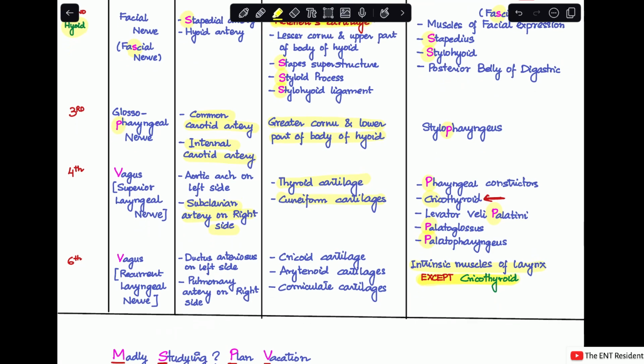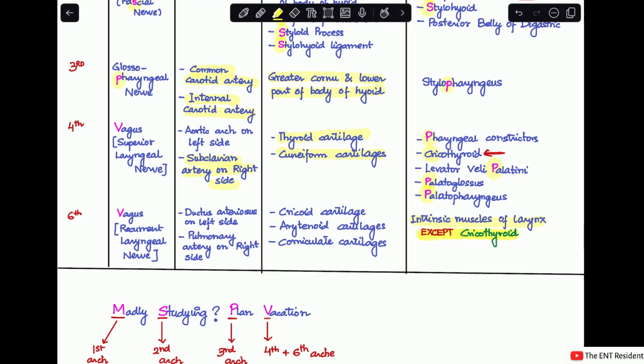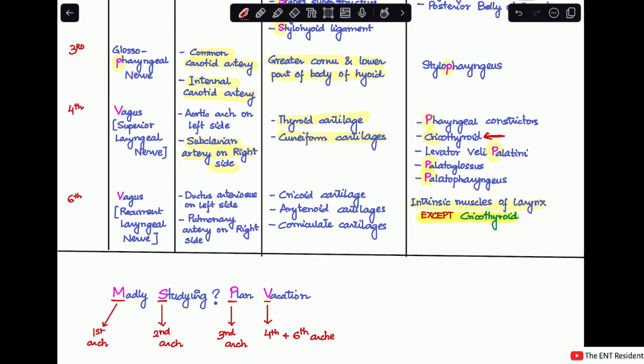And I was mentioning a small mnemonic to remember this. Also, it is not completely applicable to the whole thing. You can remember this by "madly studying, plan vacation." The first arch had most of its structures with the letter M, as you can see. The second arch had most of its structures with the letter S. The third arch had P in it, and the fourth and the sixth arch have V in it. This is not a very good mnemonic, but maybe 80% of the structures could be remembered with this mnemonic.